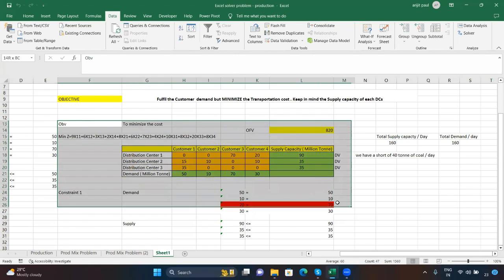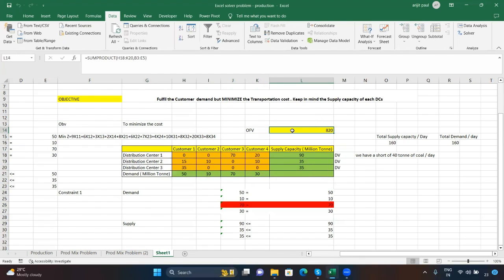And what is the minimum transportation cost that we are getting? The minimum transportation cost is 820 rupees. Okay.